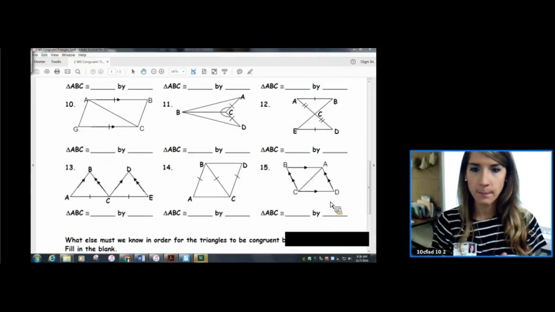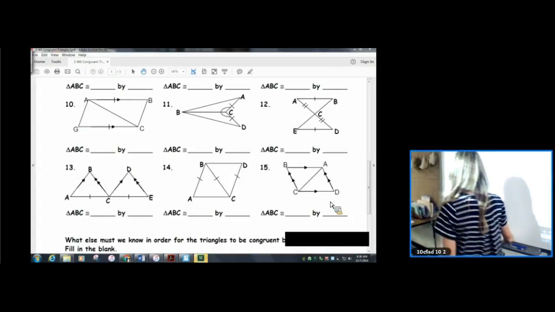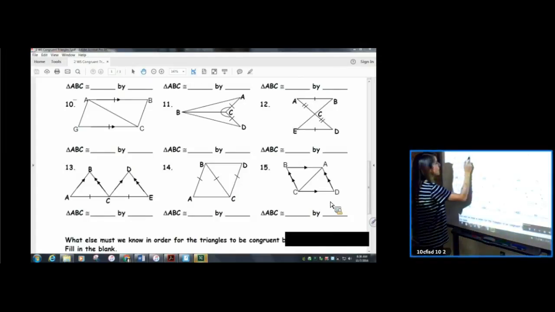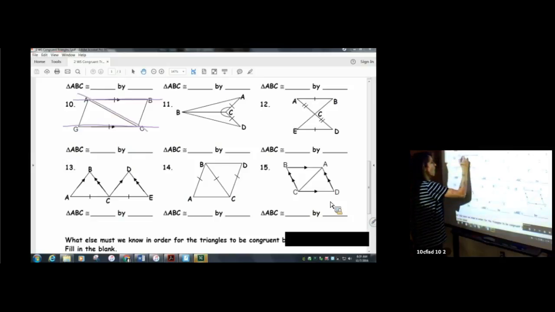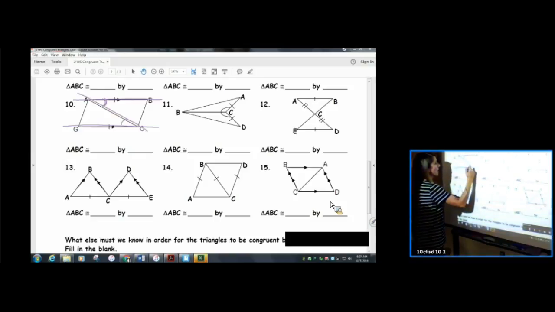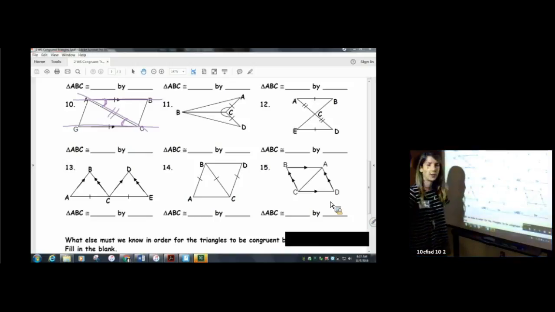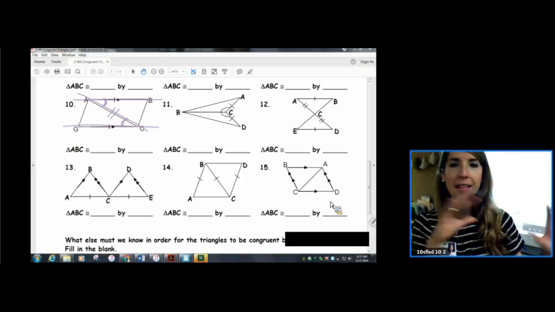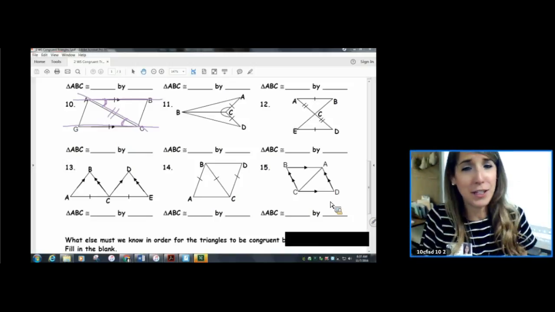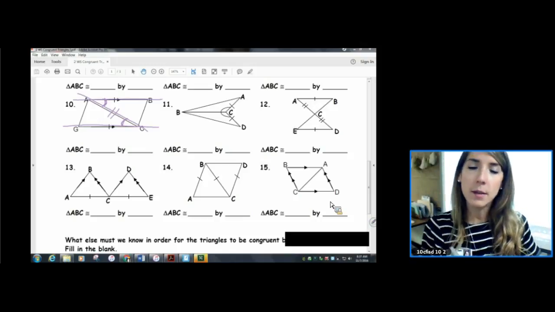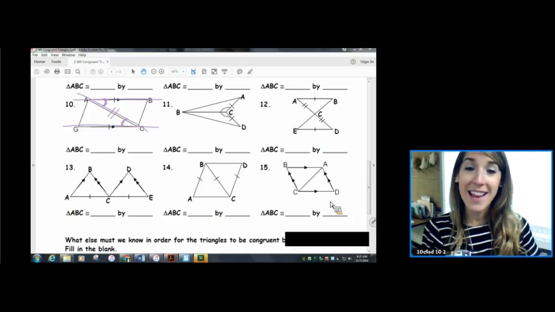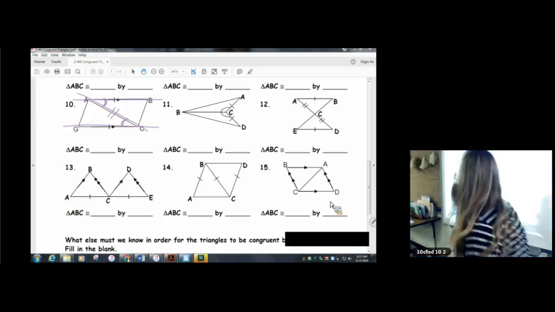More parallel lines. So I either get a highlighter or I get my pencil and I just make them bold. Alternate interior angles and reflexive property. Those are the things I'm allowed to add. I don't add stuff just because I feel like it or they look congruent. I add it because of certain reasons. Now, this one's different because they had a tick mark and an arrow on the same side. So we need to look.